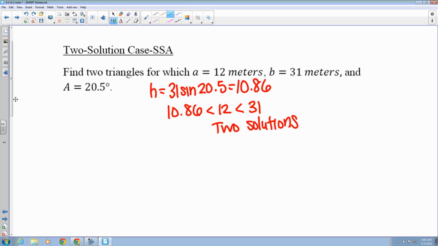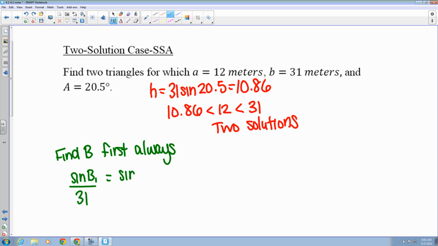Okay, I'm going to find my angle B, which I'm always going to find the angle that matches with the other side that I have. So I'm going to find angle B first, always. There's nothing else you can do. So that's what you're going to do. Find B. This is going to be B1 because remember we're going to have two solutions here. And I will get my B1 to be 64.8 degrees.